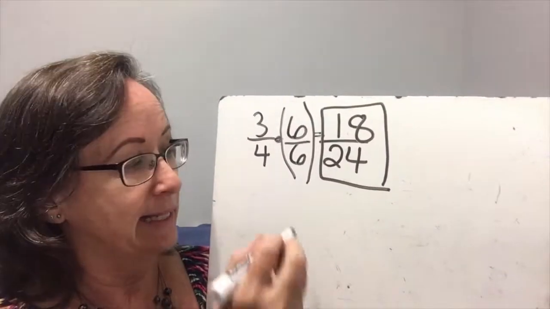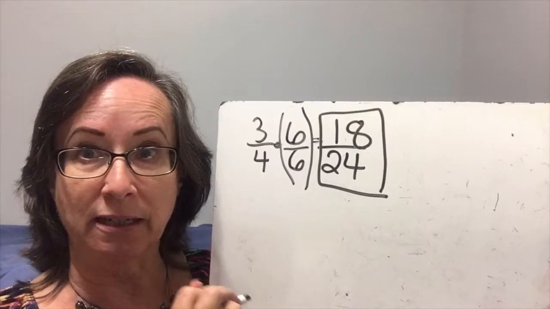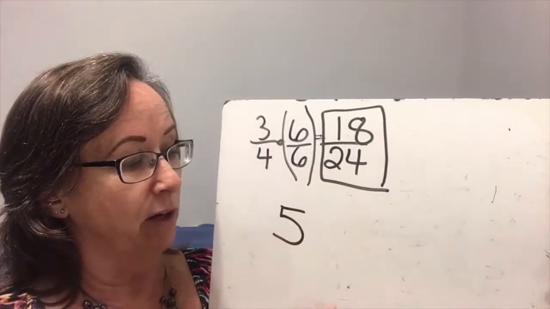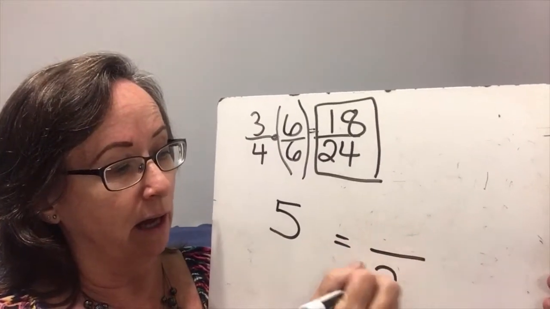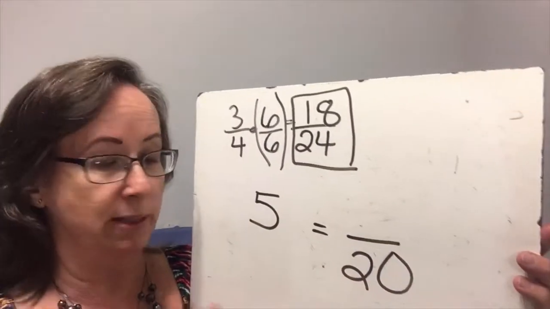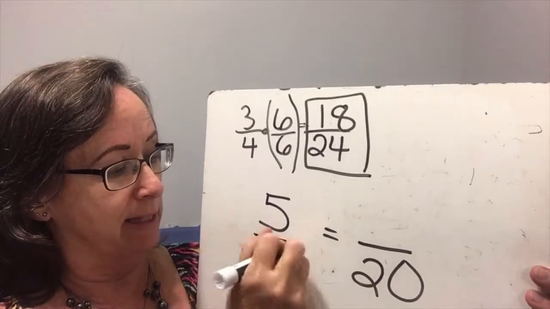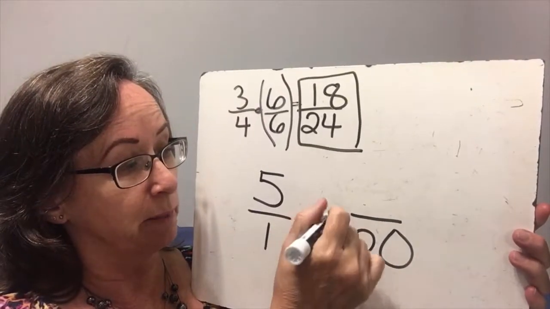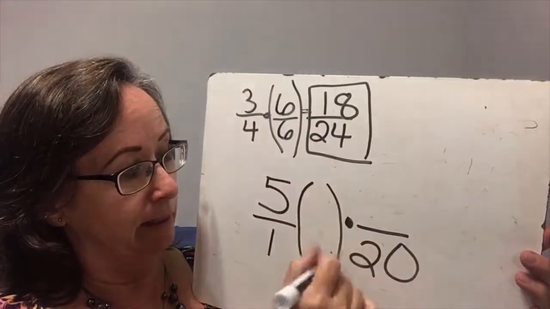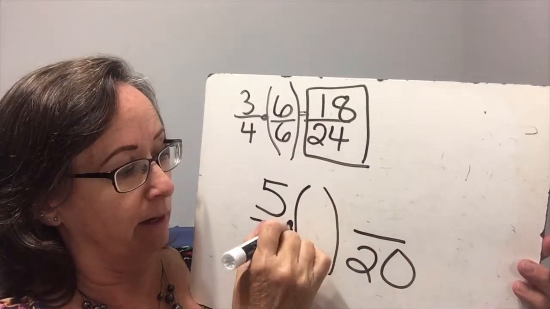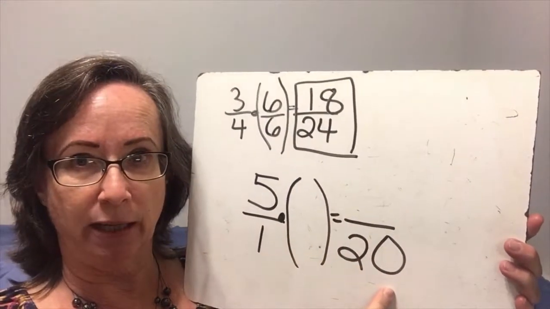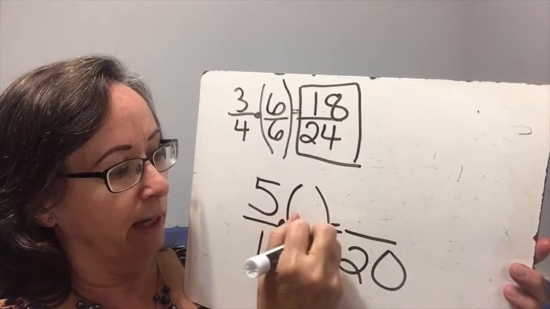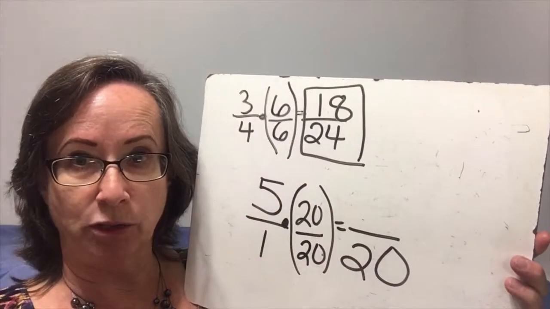Then it says write each number with a denominator of 20. So the first number is write a 5 with a denominator of 20. Well, the first thing I'm going to do is remember that 5 is the same thing as 5 over 1. So I'm going to multiply by a form of 1. Oops, that should have been my times sign there, right? To get a 20 on the bottom, well, 1 times 20 is 20. So I'm going to multiply by 1 in the form of 20 over 20.